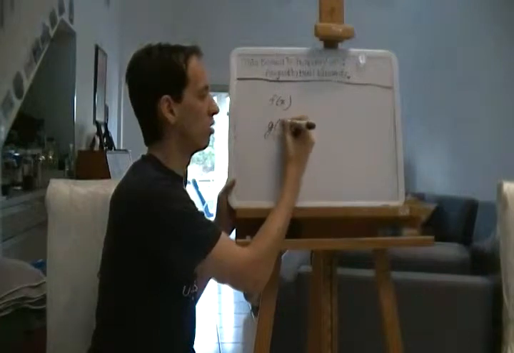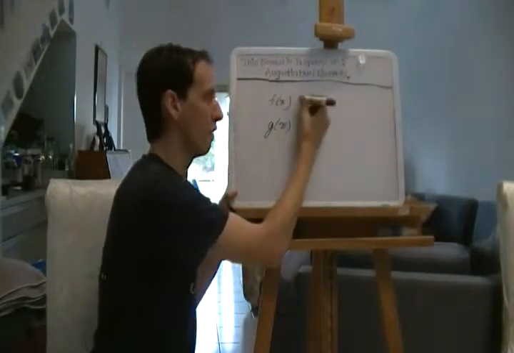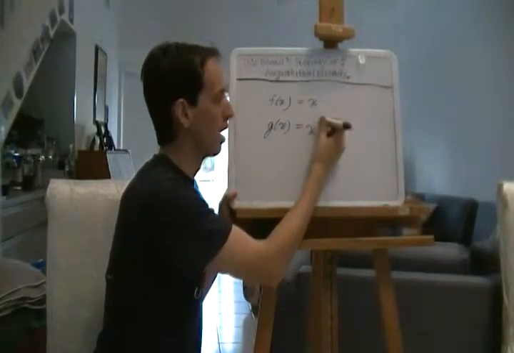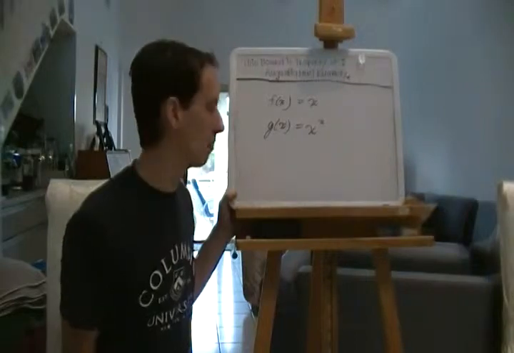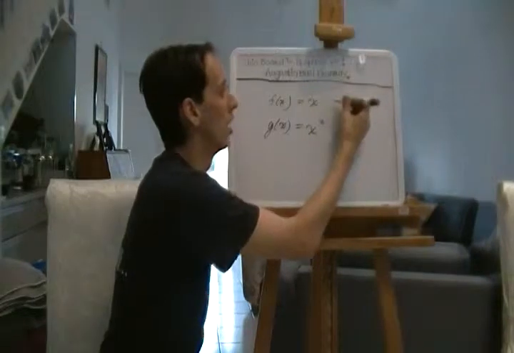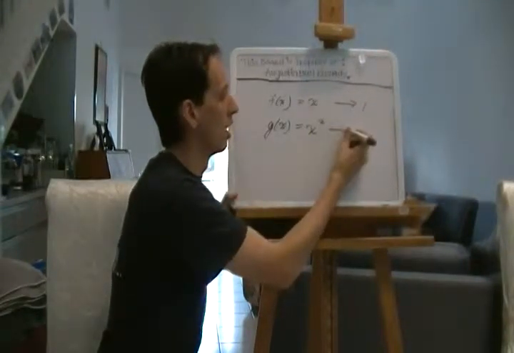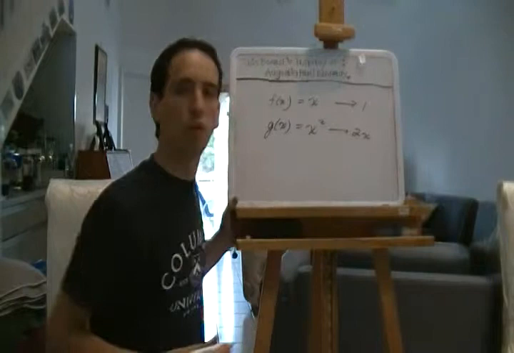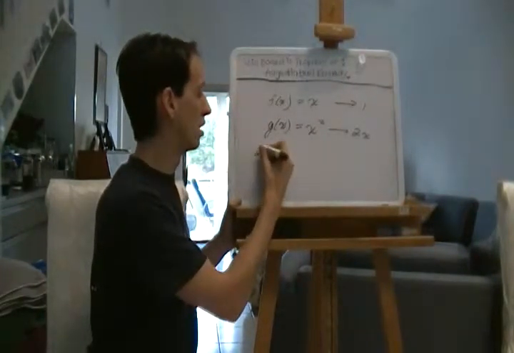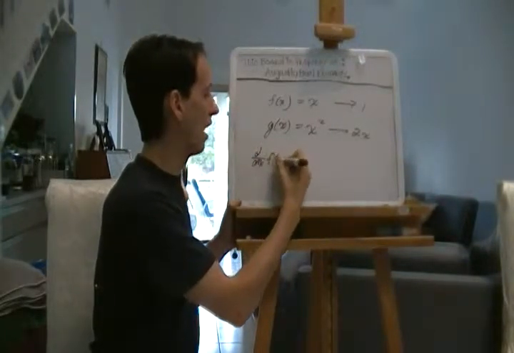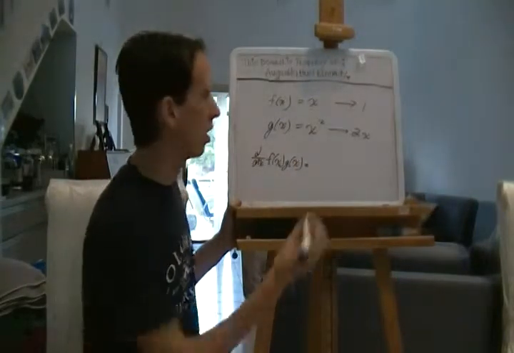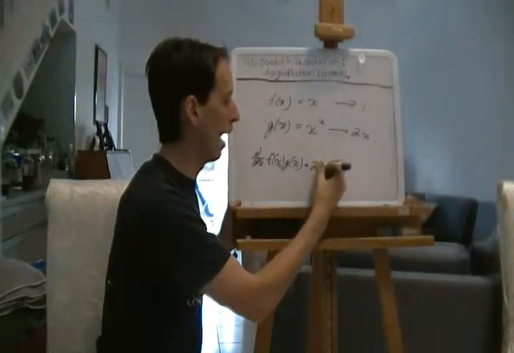f of x and g of x as two different functions. f of x equals x, g of x equals x squared. Now we learned last time that the derivatives of these functions using the power rule are 1 and 2x. So if we're trying to figure out the derivative d/dx of f of x times g of x, it should be 1 times 2x, which is 2x.